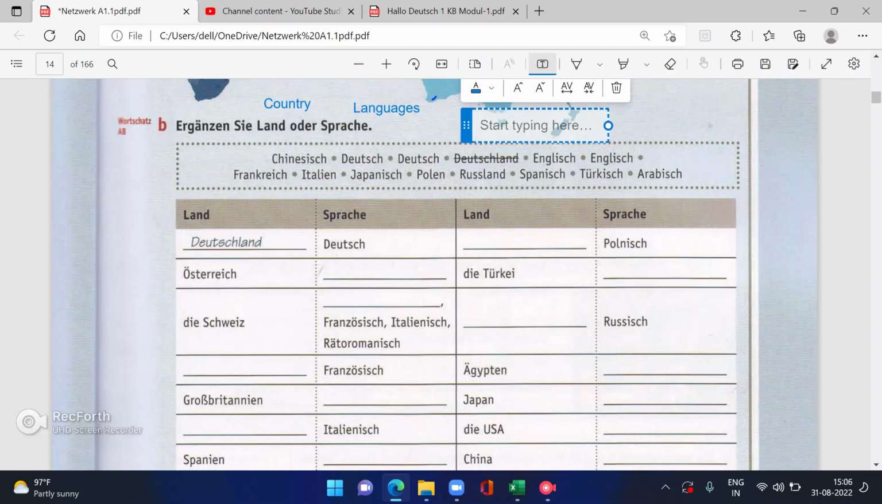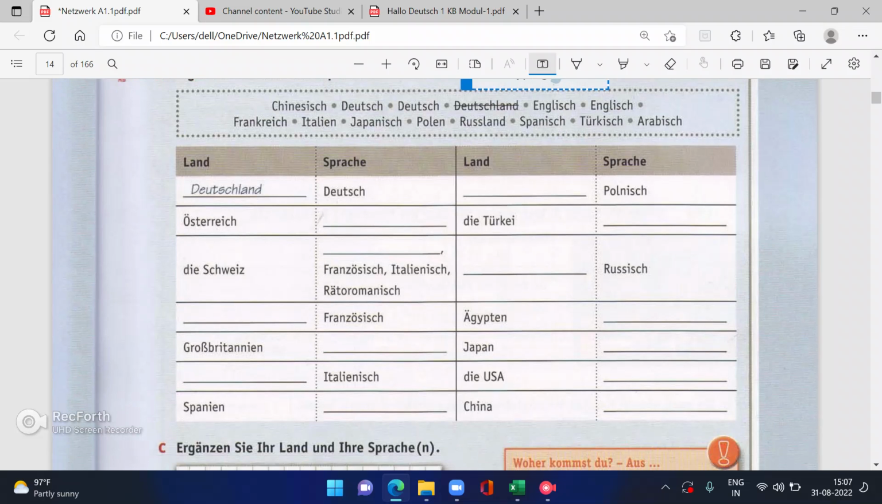Deutsch, Französisch, Italienisch. This is an A, I told you. Rätoromanisch. Then Frankreich, Französisch. Großbritannien, English. Italien, Italienisch. Spanien, Spanish. Polen, Polish. Die Türkei, Turkish. Russland, Russisch. Ägypten, Arabisch. Japan, Japanisch. The USA, English. China, Chinesisch.